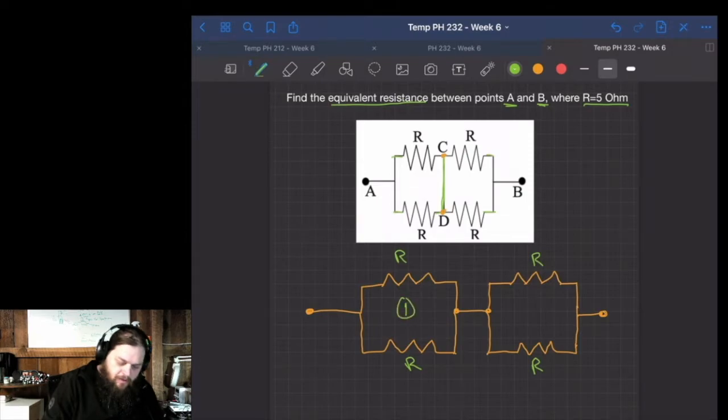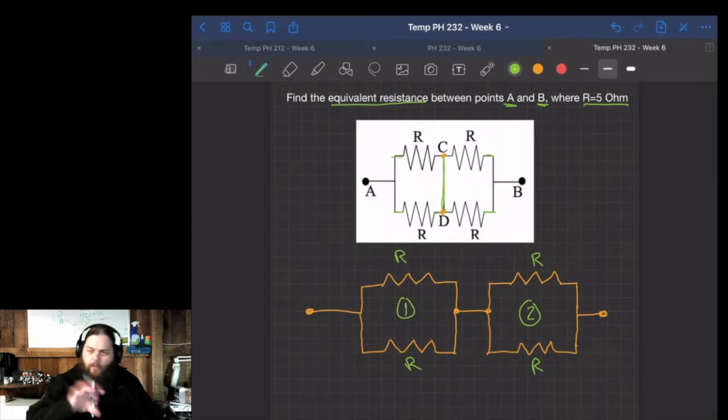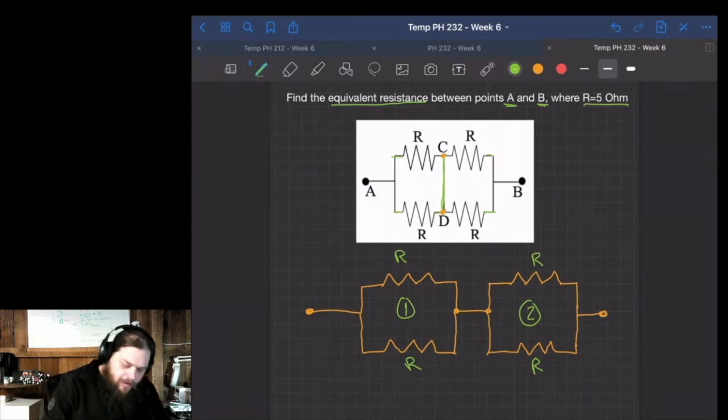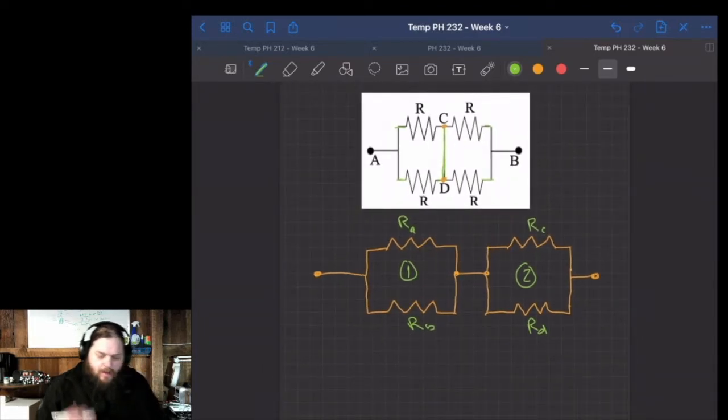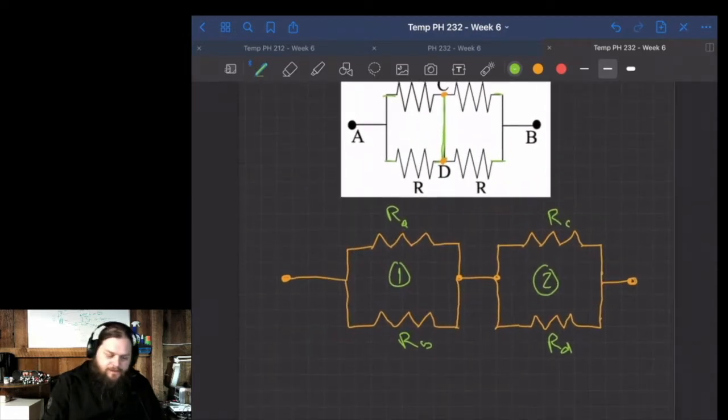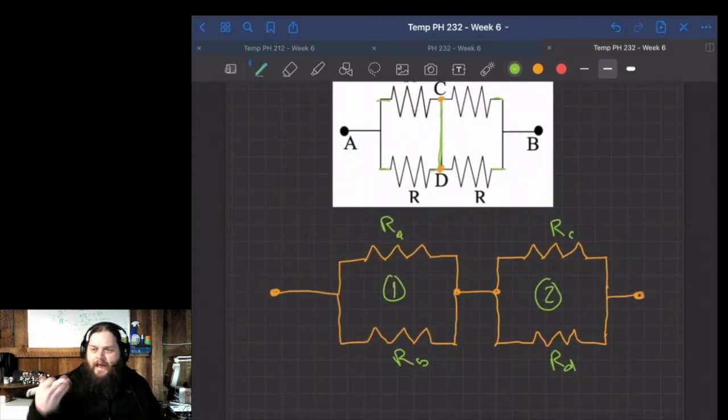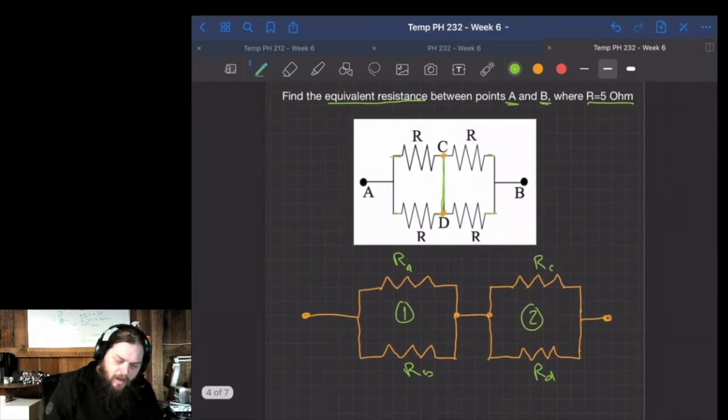If I call this one group 1 and this one group 2, we can see that group 1 is in series with group 2. If I call these little a, little b, little c, little d, we can see that resistors A and B are in parallel to each other, and resistors C and D are also in parallel with each other. So to find the total resistance of this circuit, I want to add up the resistors in parallel first, and then take the sum of both groups in series. In this case, all of the resistor values are the same, 5 ohms.